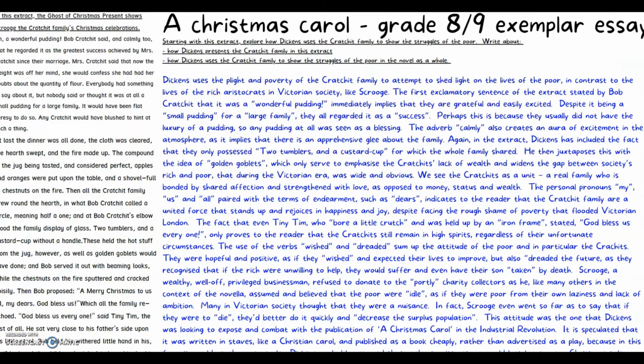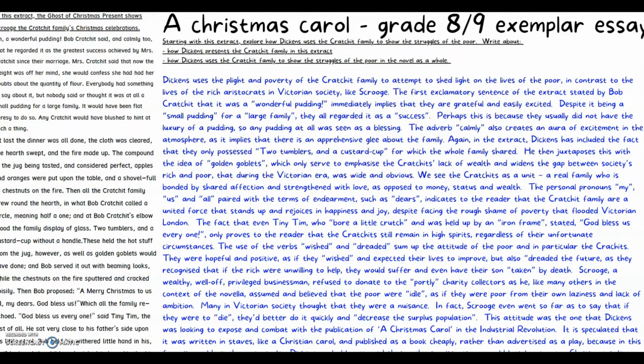So here's A Christmas Carol grade 8 or 9 exemplar essay. This is not answering the same question, it's a different question about explore how Dickens uses the Cratchit family to show the struggles of the poor. It's one paragraph, and I'm not going to go through all of it, I'll just go through the beginning, but pause if you want to take any notes or anything.